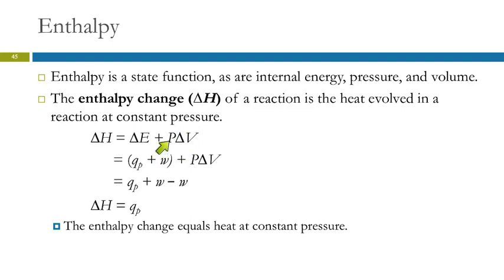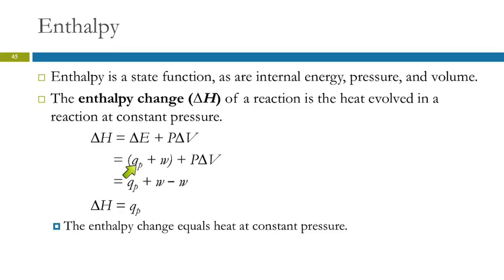So why isn't this delta P? Well, because we said this is occurring at constant pressure. So what's changing is the delta V. So delta H is delta E plus P delta V. Well, what does delta E mean? That's a change in internal energy. That was Q plus W, right? So that's Q plus W.